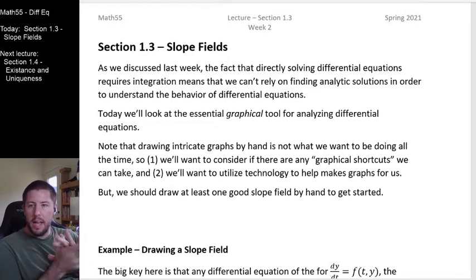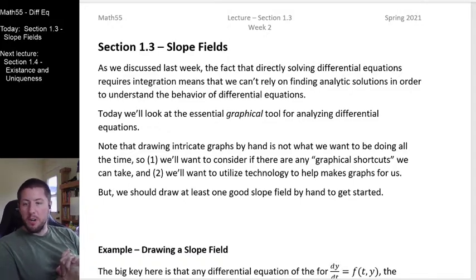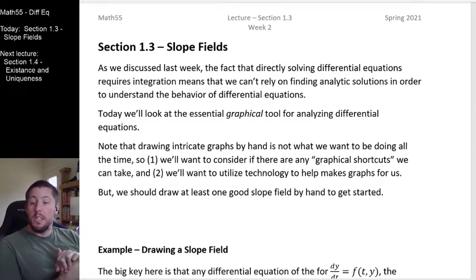We're going to take a look at section 1.3 today, our first section associated with week two of the class. Today, what we're going to look at is slope fields. This week, we're going to cover sections 1.3 and 1.4. So we'll hit up section 1.4 in the video that I'll make tomorrow, and that will deal with existence and uniqueness.